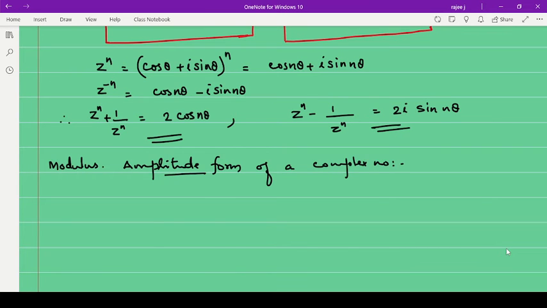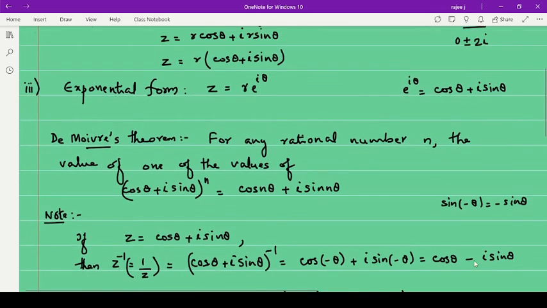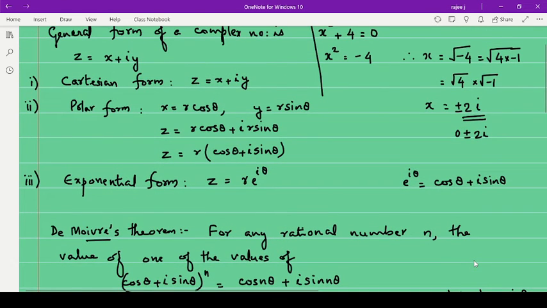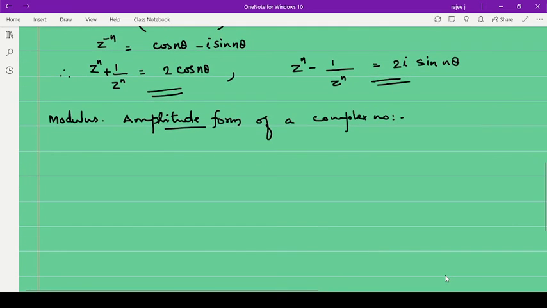Modulus amplitude form: z equals r into cos theta plus i sin theta. Here r is the modulus and theta is the amplitude, meaning the angle. Then we use the Argand diagram to represent this. So here I will tell you how to represent a number in the modulus amplitude form.